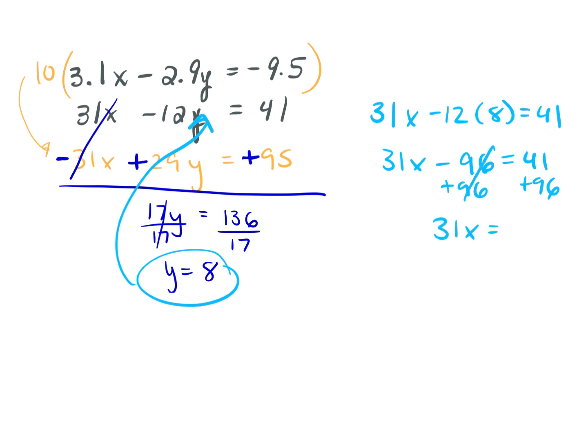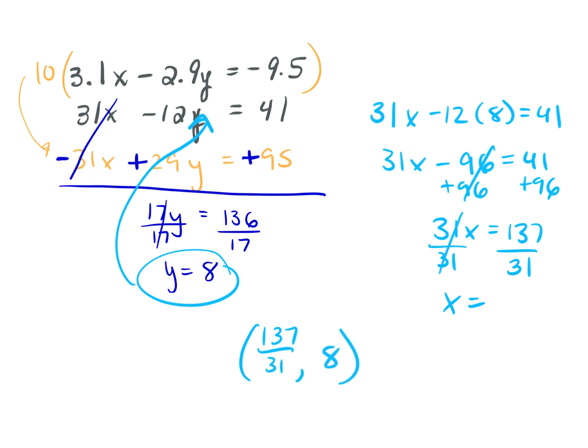31x is equal to 137. Divide by 31. 4.419. We'll just call it 137 over 31. We'll leave it as a fraction. So here we have 137 over 31, comma 8.